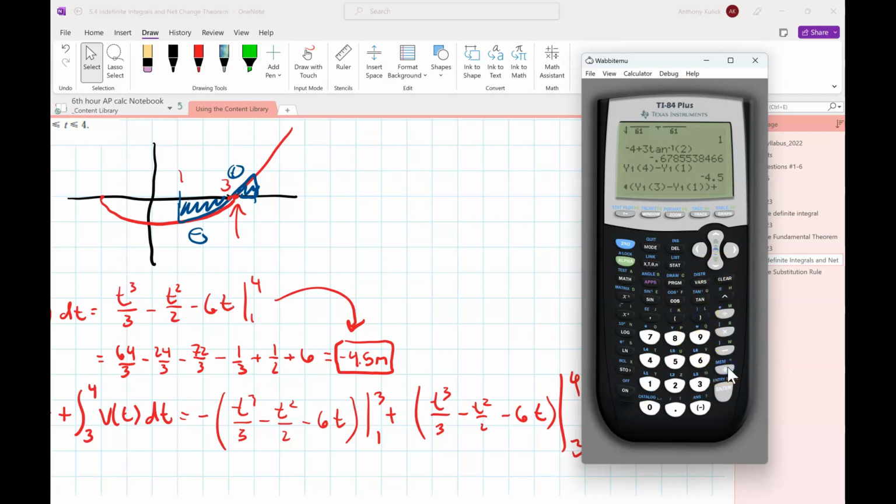And then plus, and then I have vars y vars function of 4 minus vars y vars function of 3. So I get there 10 and a sixth.